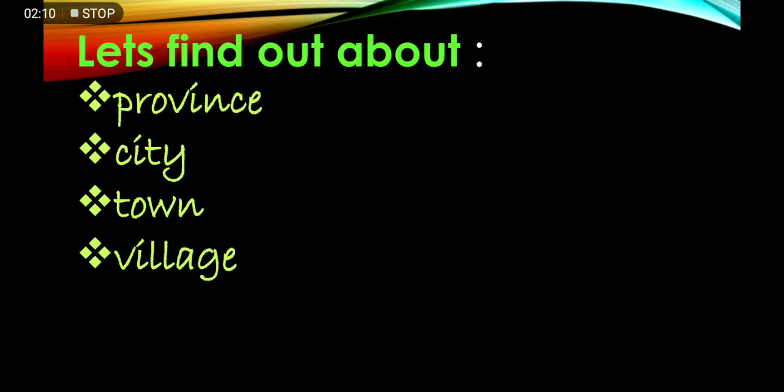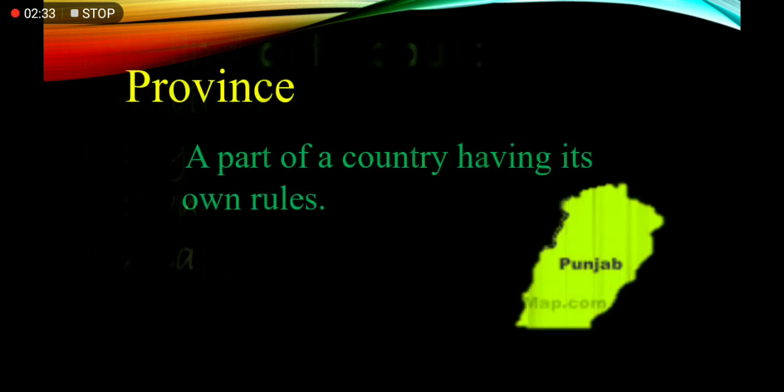Let's find out about province, city, town and village. From this sequence, you will be able to know that province is a huge area in a country. City is rather small, town is rather much small, and the village is the smallest. Let's have a look at province. Province is a part of a country having its own rules. It is a part of a country, remember this, and it is having its own rules.